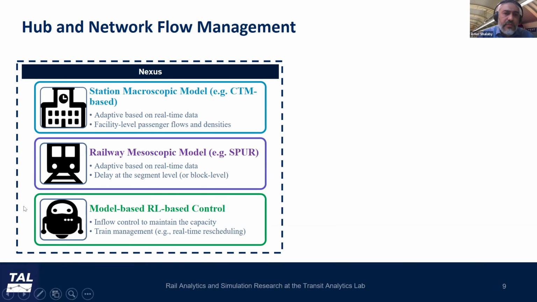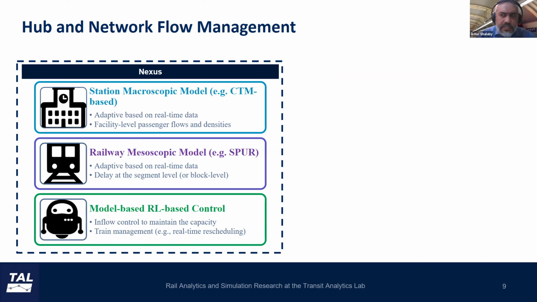For this, of course, microscopic simulation is a bit of a challenge. So we're currently developing a mesoscopic or macroscopic crowd simulation model using something called CTM, cellular transmission method, and simultaneously developing a mesoscopic model for railway operation called Spur.